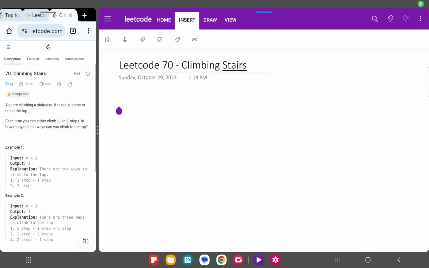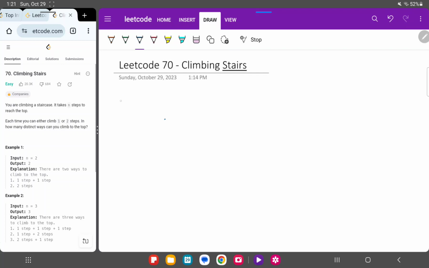Hey guys, so today we're going to be discussing Leetcode question 70, climbing stairs. So the question is, you are climbing a staircase. It takes n steps to reach the top. Each time you can either climb 1 or 2 steps. In how many distinct ways can you climb to the top? So the condition here is the number of steps one can climb at any point of time is 1 or 2 steps.